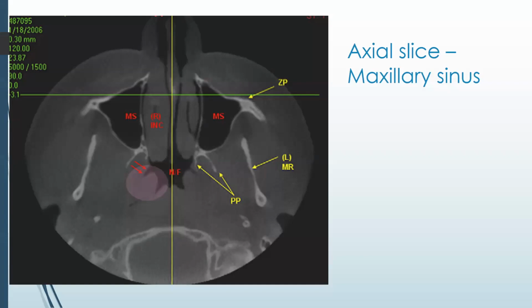Okay. The INC is nothing but the inferior nasal concha. And this one is the maxillary sinus. So basic, at least these 5 or 6 anatomical landmarks you should be well versed with.